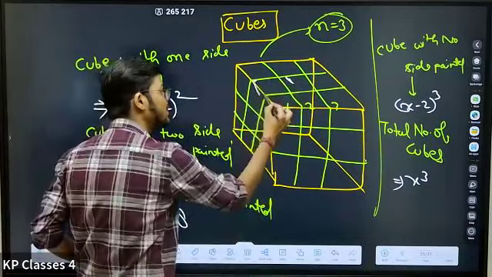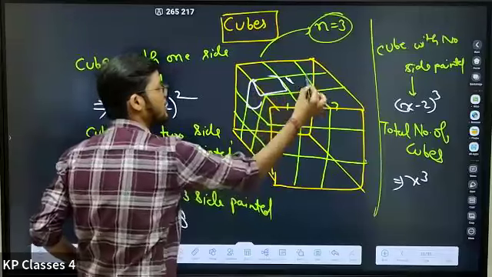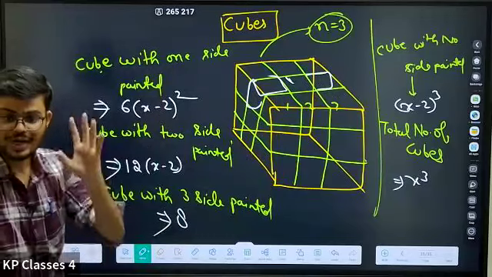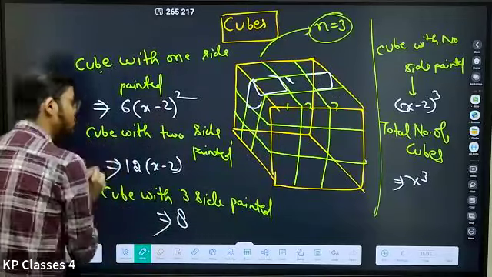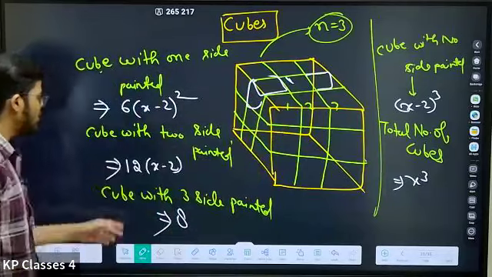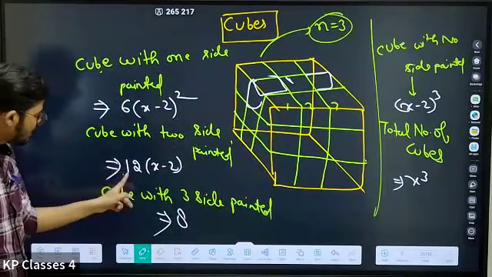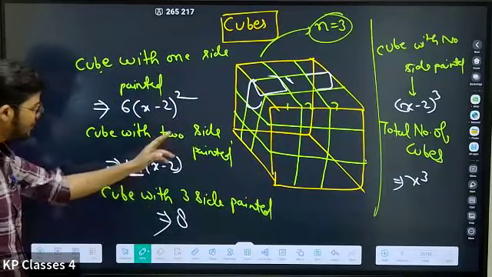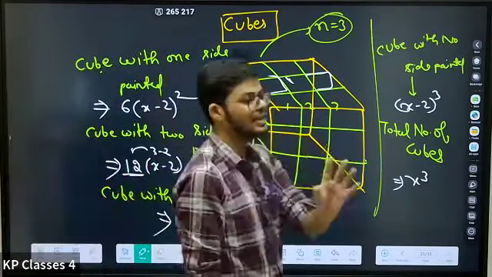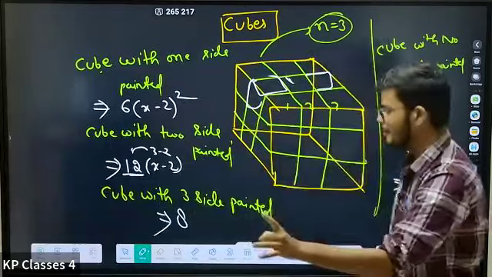If I'm going to talk about this figure, here two sides are painted. Here two sides are painted. Right? So if I'm going to talk about these cubes, two sides are painted. So for the two side painted cubes, there are 1, 2, 3, 4, so 4 on one edge. So total how many are there? 12. If it is divided into three parts, (3 minus 2) into 12. So 12 is the answer. Total number of cubes having two sides painted will be 12.